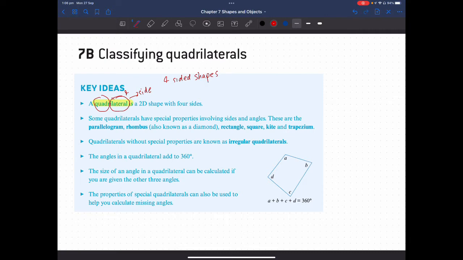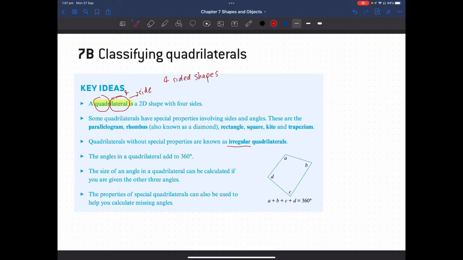When a quadrilateral does not have any of these special properties, then we call the quadrilateral irregular. With irregular quadrilaterals, all of the sides are of a different length. All of the angles formed by two sides will be different as well.